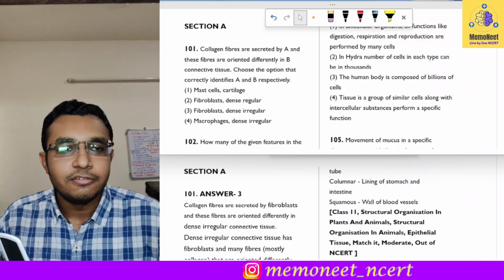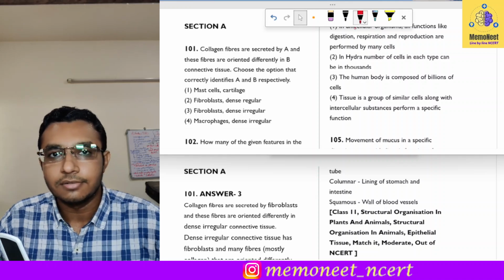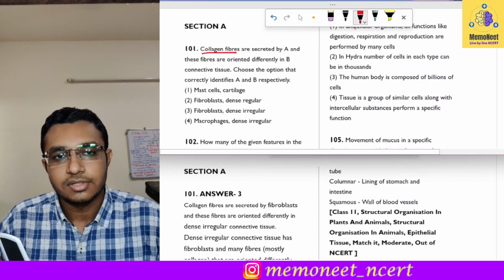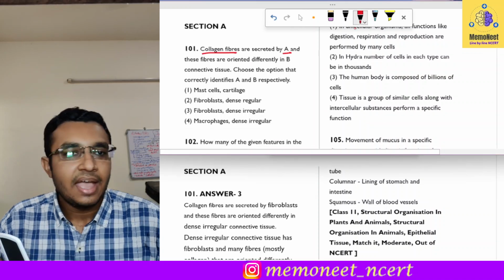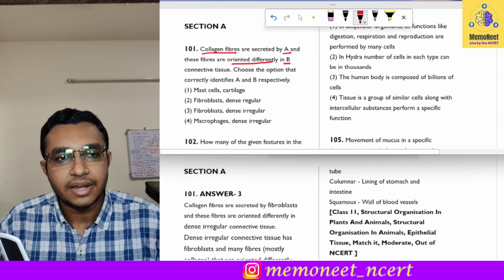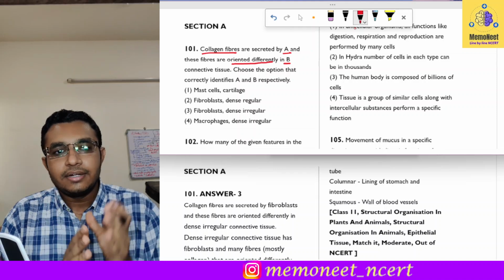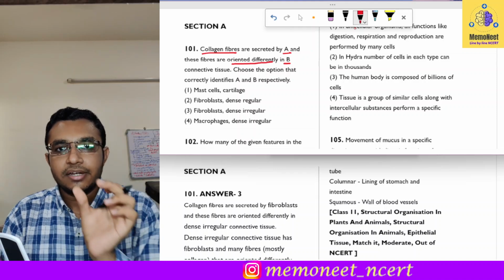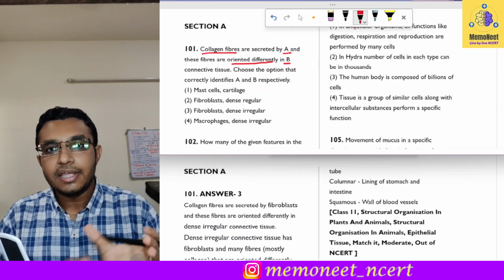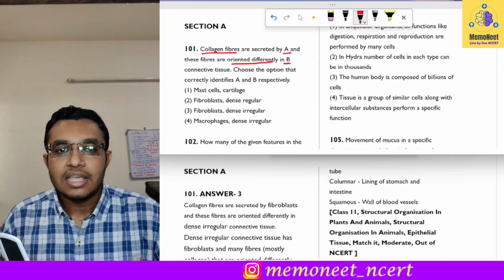So, we will be starting with question number 101. So let us read the question first. The question 101 states that the collagen fibers are secreted by A and these fibers are oriented differently in B, connective tissue. So this is a statement which says that collagen fibers are secreted by something called A and these fibers are oriented differently in B, connective tissue. So we have to choose the option which identifies A and B correctly.